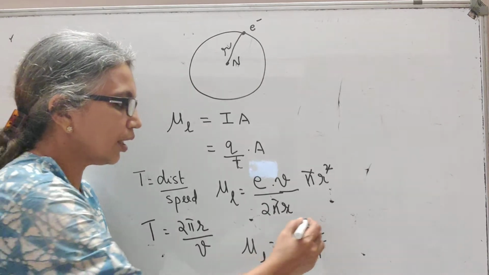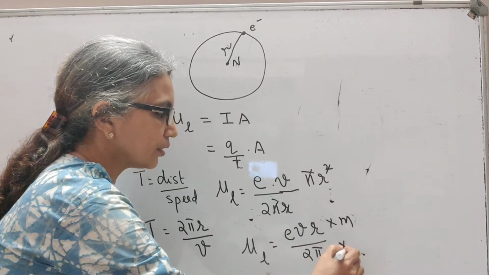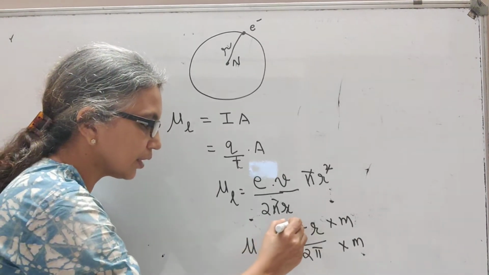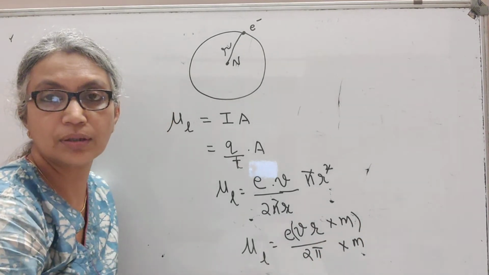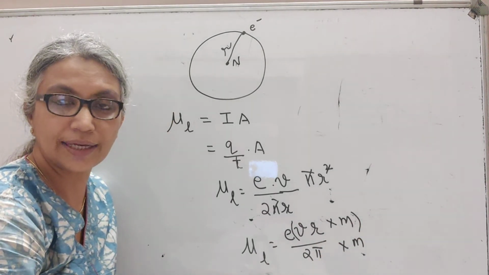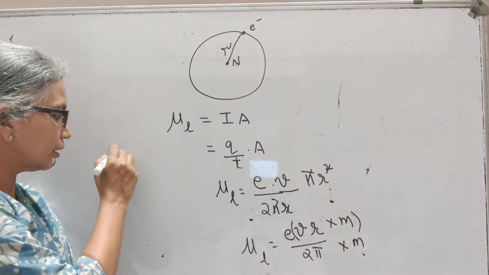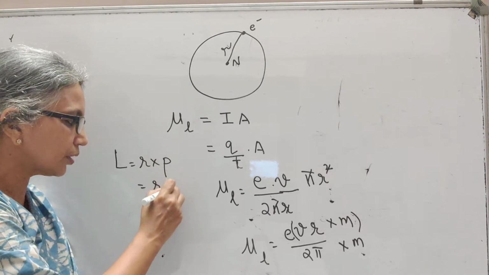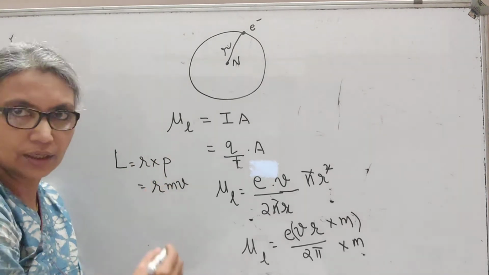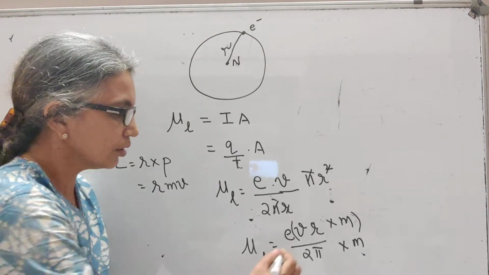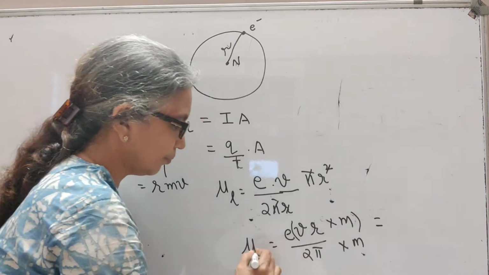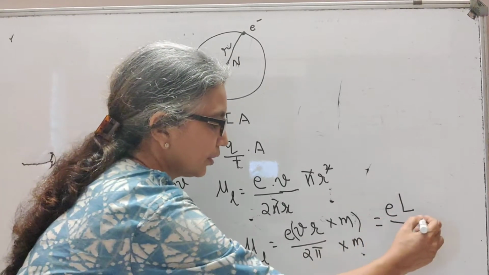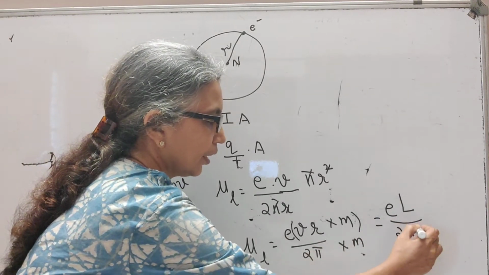Now I am going to multiply this with m and divide by m so that I don't change the value, so that I may replace this mvr with angular momentum. Last year in rotational dynamics, that is in class 11, we learned the angular momentum as r cross p, which is r into linear momentum, mv, so L is mvr. So I may replace this as mu L is equal to E into the angular momentum divided by 2 pi m.